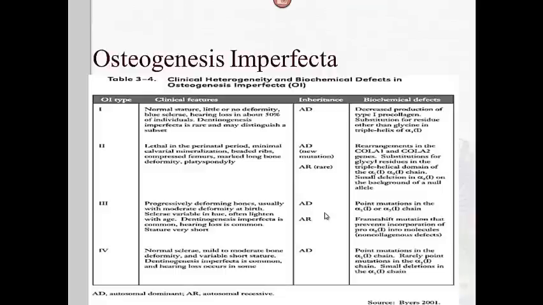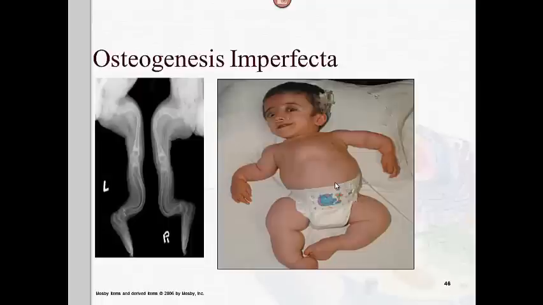These are the stages of osteogenesis imperfecta. This is an X-ray of a baby with osteogenesis imperfecta. They have soft bones, very flexible, deformed.